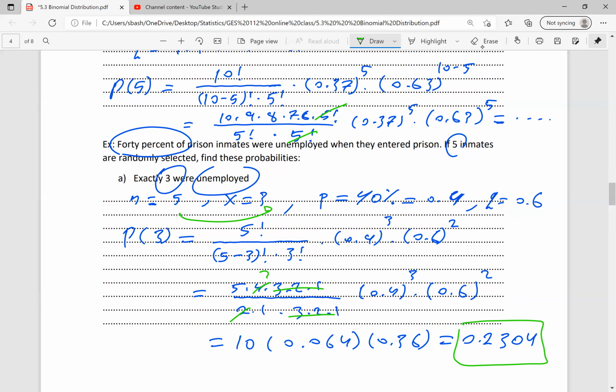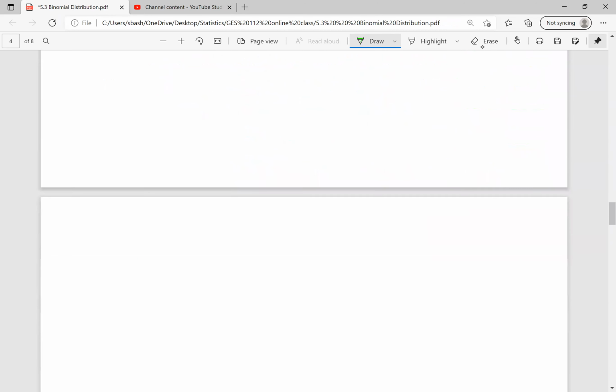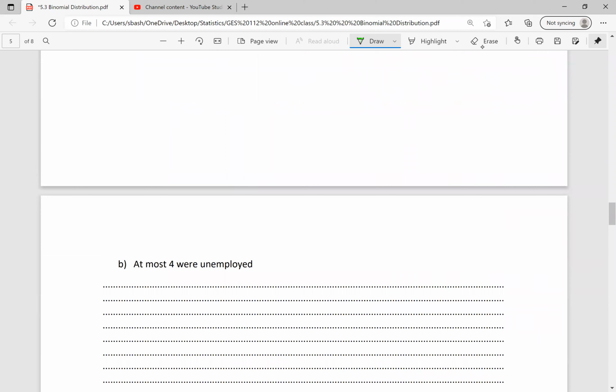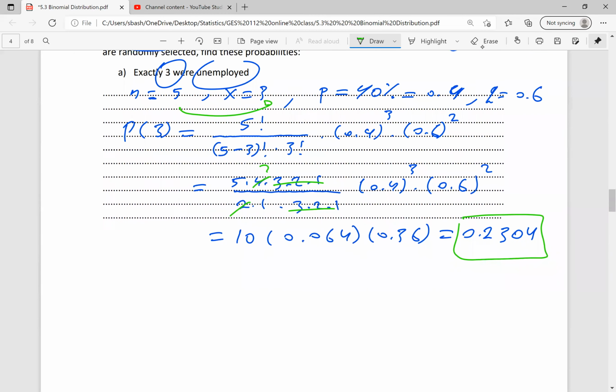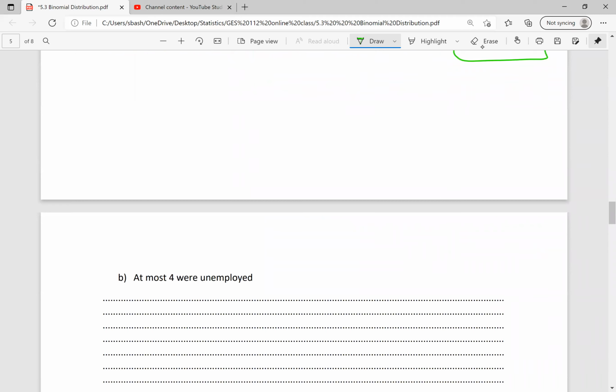0.2304. So this is the probability of getting exactly 3 of the present inmates were unemployed. Second part now, let's say that at most 4 were unemployed. We see the difference between the first part, which does say exactly 3, so x equal to 3. And this one says at most 4 were unemployed.